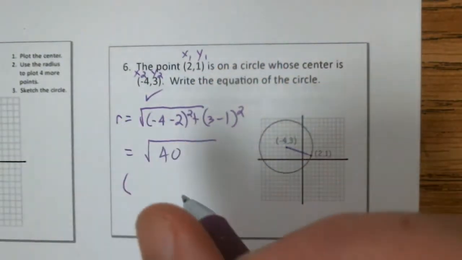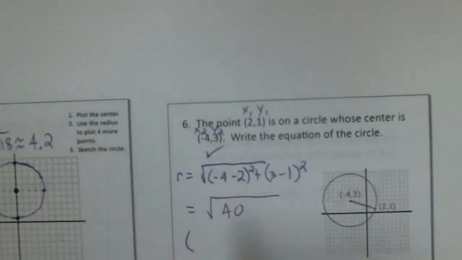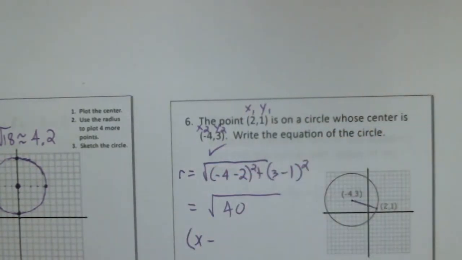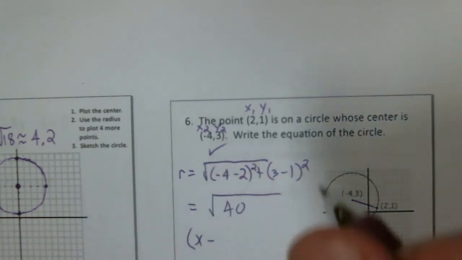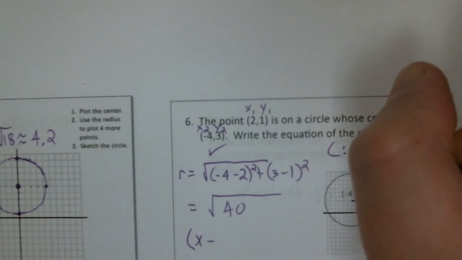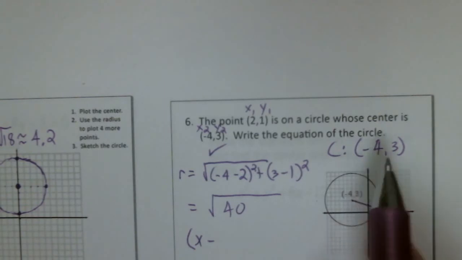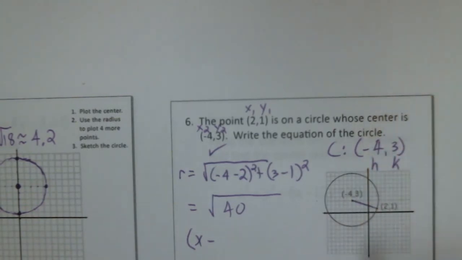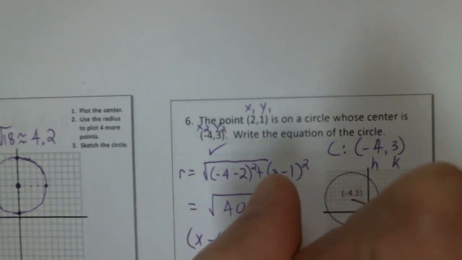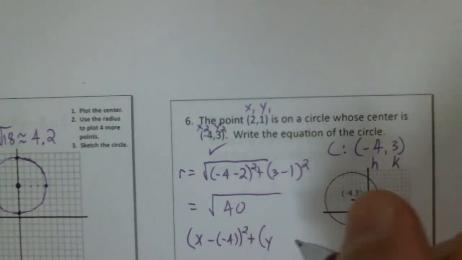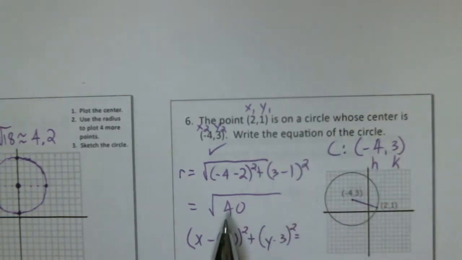Remember my equation is x minus h squared, plus y minus k squared, equal to r squared. What is my center? My center is -4, 3. Remember your center is h, k. So it's x minus that, and once again we have this double negative.